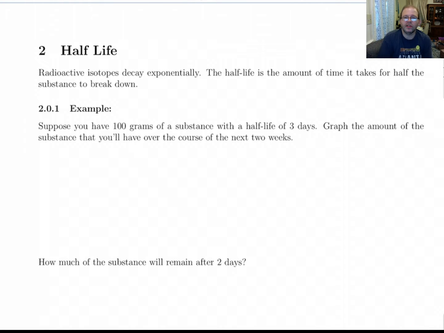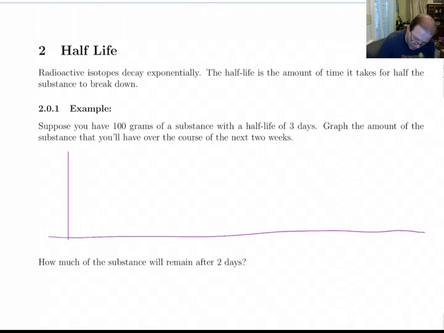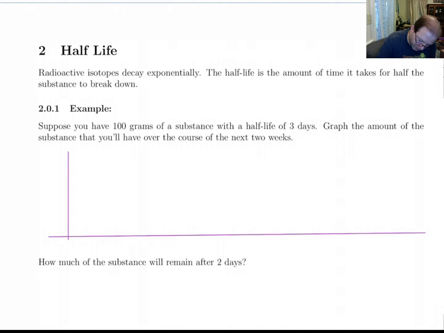Now, we could do this on Desmos, but I want to do this by hand. Let's see. All right, so I'm going to put the days here. Now, we're supposed to do 2 weeks. I'm actually going to go out to 16 days. Why 16? It's a power of 2. That way I can get my marks a little more evenly spaced pretty easily.